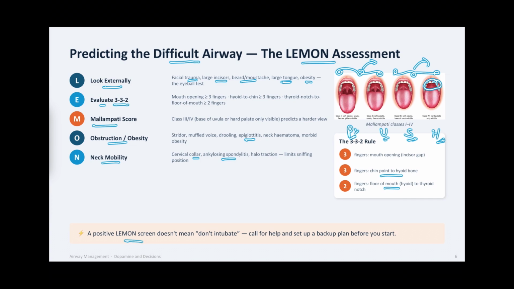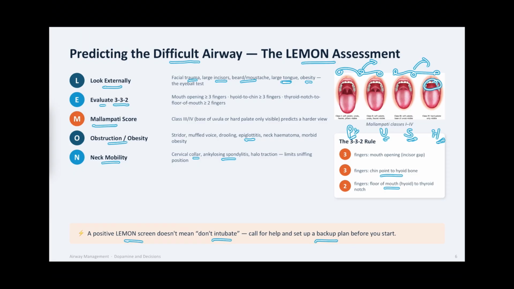Remember that a positive LEMON doesn't mean that you should not intubate this patient. It means that you should prepare a better backup plan. Call your most experienced operator. Bring the video laryngoscope. Keep a bougie ready. Prepare a supraglottic airway. Open the surgical airway kit before actually giving the induction agent. Preparation is what prevents airway disasters.